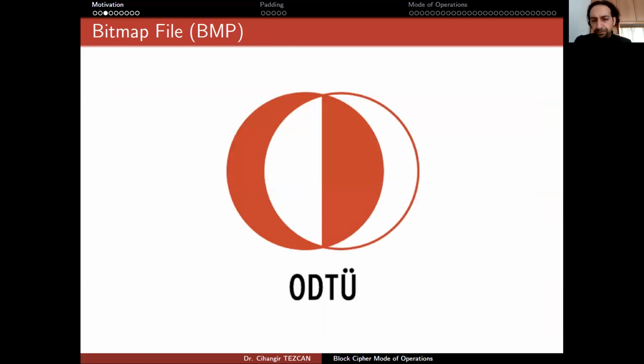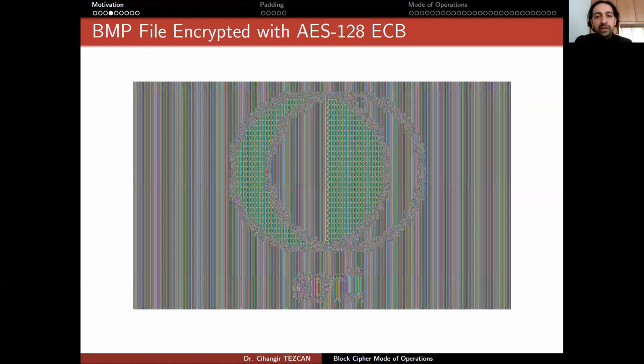So here's very easy example to see why this is a huge problem. This problem is easiest to see when you encrypt a BMP file. So this is a bitmap file. So think about it as a rectangle. So this is the logo of our university. So if you encrypt this image, this BMP file, using AES encryption algorithm, but using the ECB mode of operation, this is the ciphertext you would get.